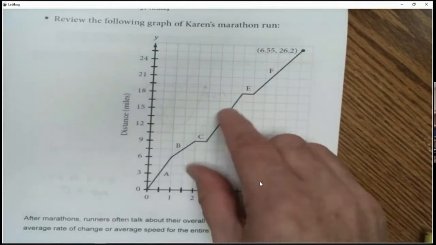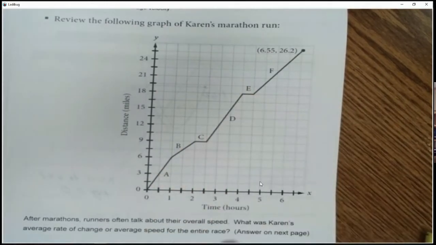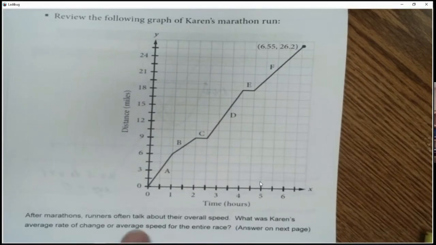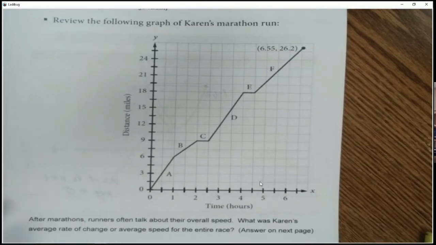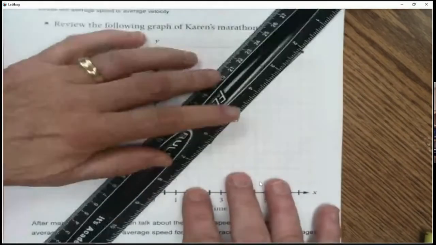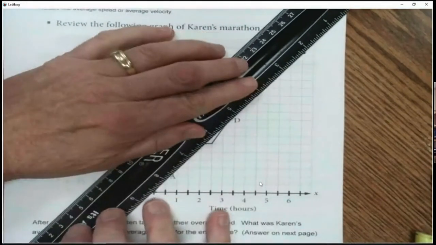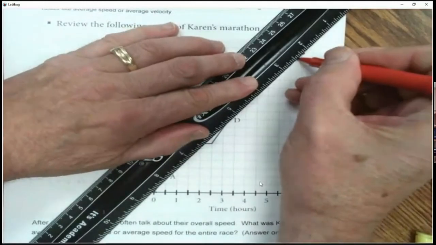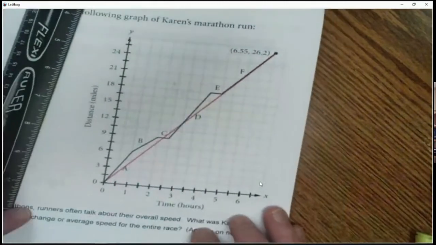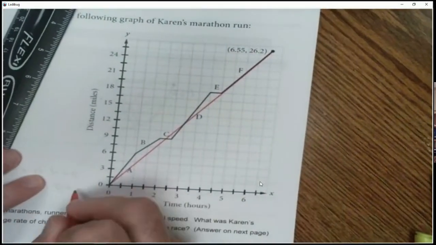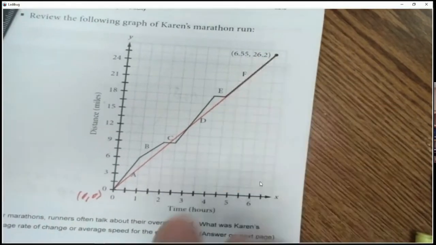We know we had periods of 0. We know we had periods that she was running 6 miles an hour. But with the 0s and the 6s and all this, what was Karen's average rate of change, or her average speed, for the entire race? Well, we're just going to draw that straight line from up here down to there. What's the slope of that line? All right, what is the average rate of change? This is the 0, 0. This is the 6.55, 26.2.